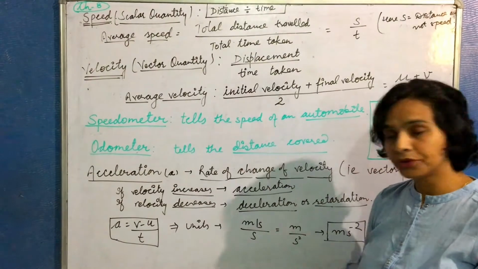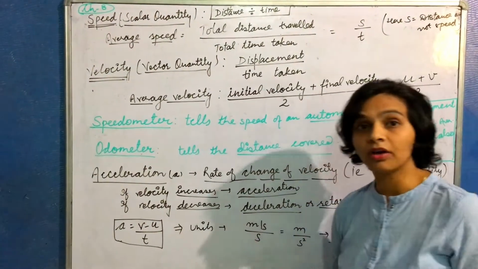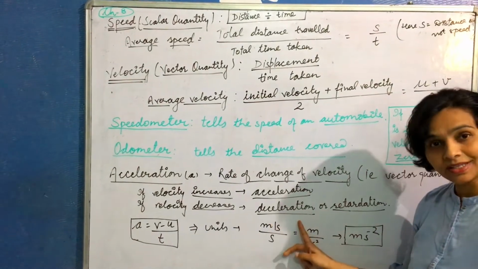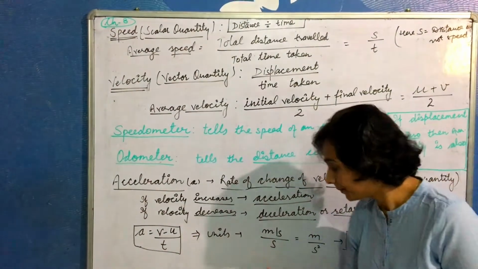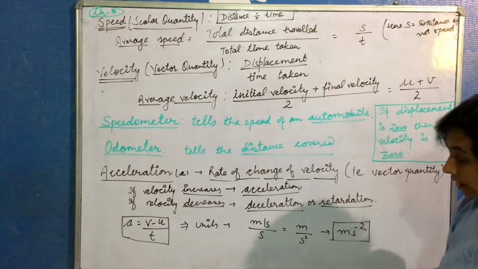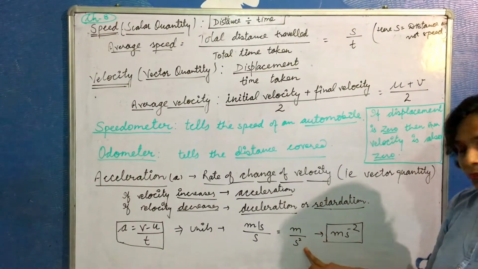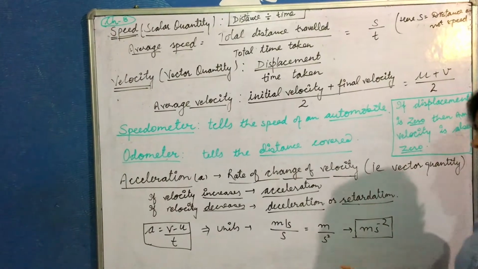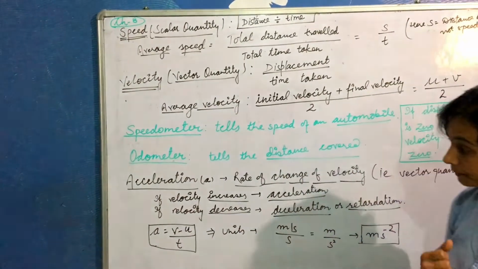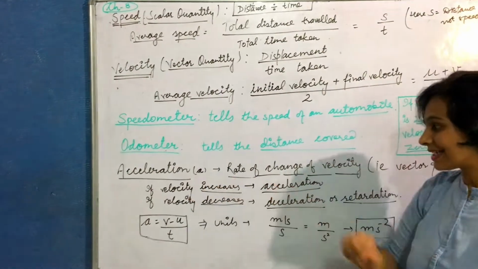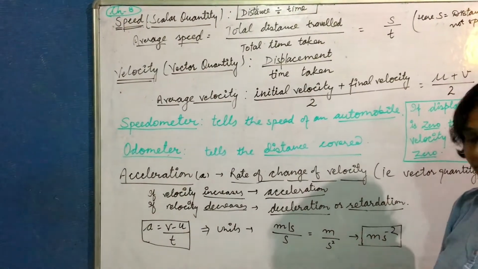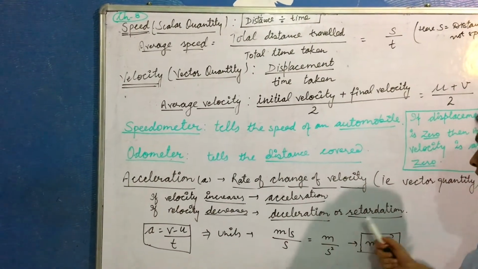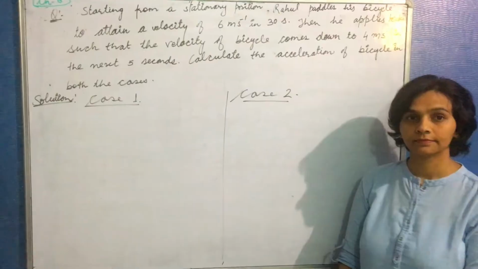If we talk about the units, this is change in velocity. So the unit of velocity is what? Meter per second, divided by time. Time is what? Second. So the unit will be meter upon second square, that is meter second inverse square, the SI unit of acceleration. If velocity increases, then acceleration. If velocity decreases, then this is called deceleration or retardation.